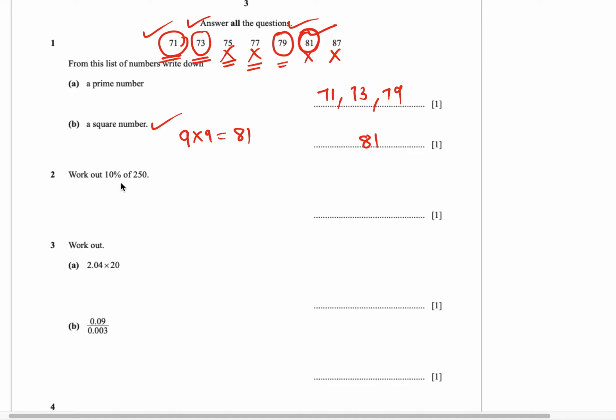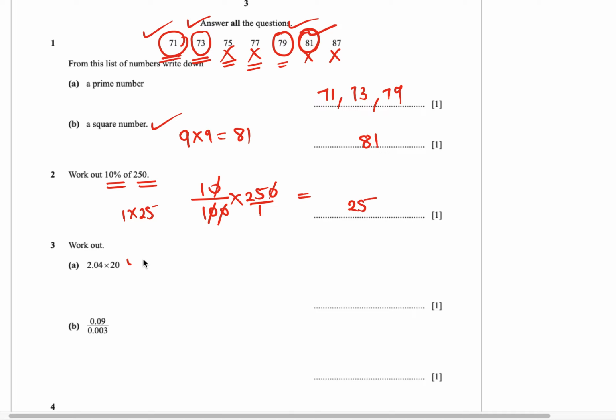Okay, so now the second question is: work out 10% of 250. So we know 10% of 250, so now it is 250 upon 1. So what I can do, I can just cancel this 0 and this 0. So what remains? It remains as 1 into 25. So finally the answer is 25.